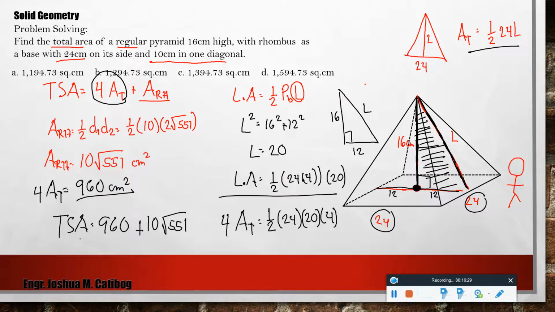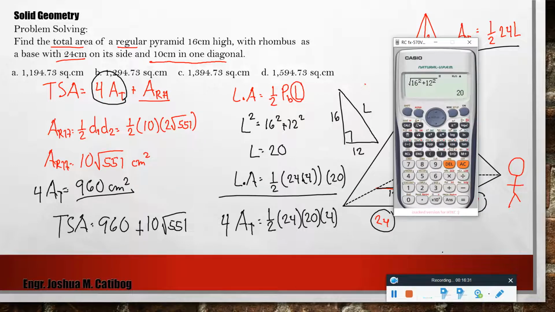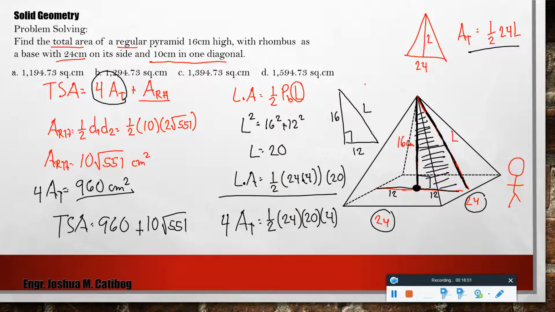So, from here, please calculate po natin, para makita natin kung anong letter ang sagot. Okay, so 960 plus 10 times the square root of 551. So from here, this is 1,194.733892. So basically, this is letter A po ang ating sagot.